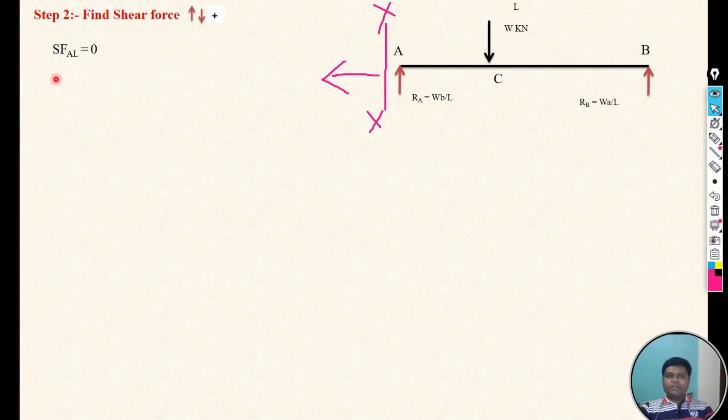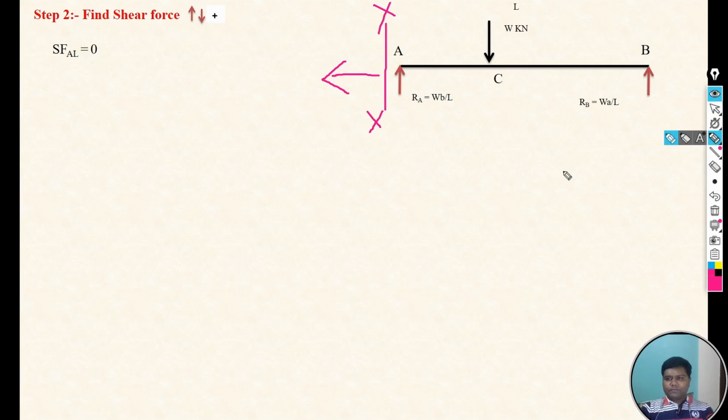That's why we are calculating the shear force at A left. Here we have considered the section on A left. The shear force A left, SF means shear force, A means A point, and L means left. So if we focus on the left of A, there is no force. That's why the shear force at A left is 0.